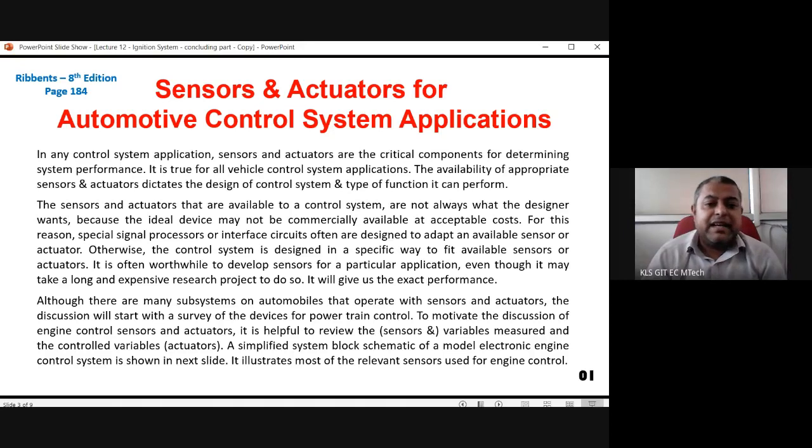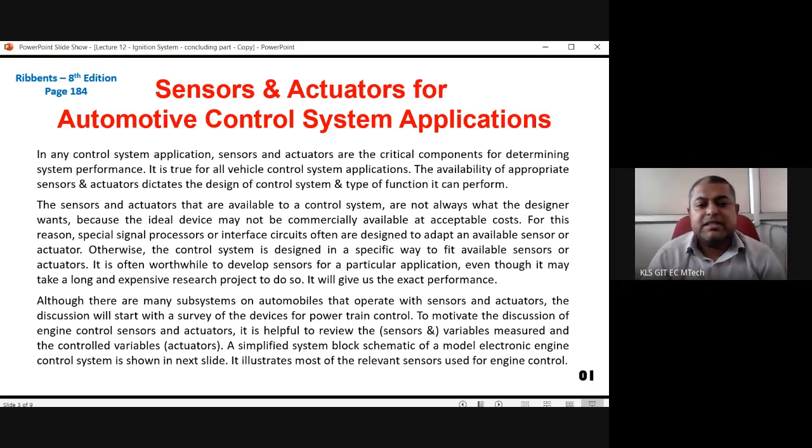So it is the second line of the second paragraph. It is said that even if the designer doesn't want it, sometimes he has to accept it, because they are the only commercially available sensors and actuators in the market, well tested and well performing, but always there is a scope for improvement. If the designer wants, in that case he can design his own sensors and actuators. That we will see in the consequent lines.